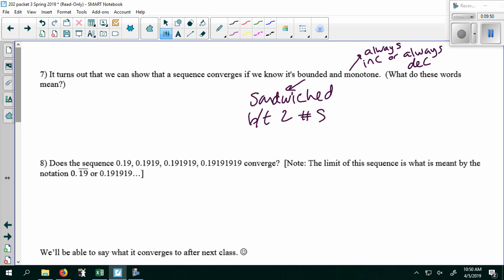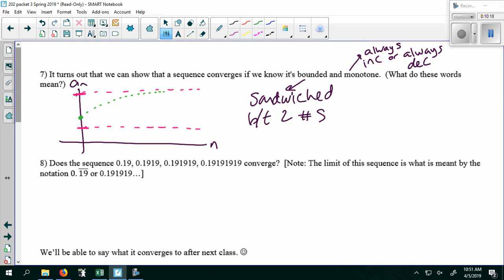So if I draw a picture of what this is, here's n, a sub n. If I know that a sub n is trapped between two numbers, it's sandwiched in here, and I know that a sub n is always increasing, it's always getting bigger, or it's always getting smaller, then it must be convergent. It must have some limit.